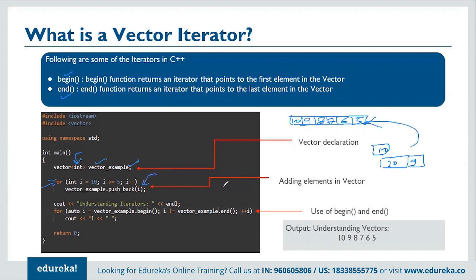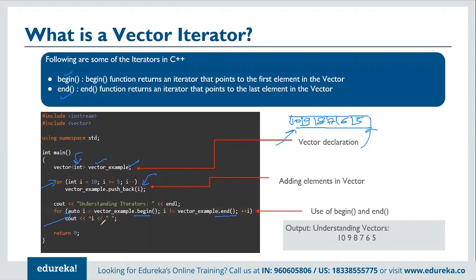Now after that, I'm making use of the begin and end functions. Basically this is the syntax to create an iterator which points to the beginning. So let me clear some of this here. If this was your vector, this auto i = vector_example.begin() will point to the beginning of the vector, and the end will point here.